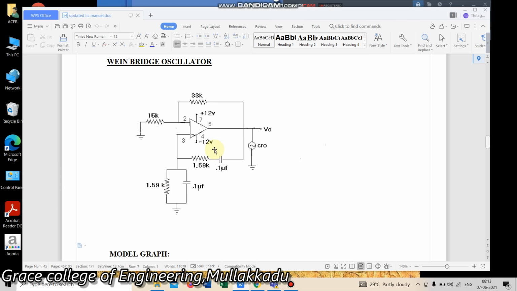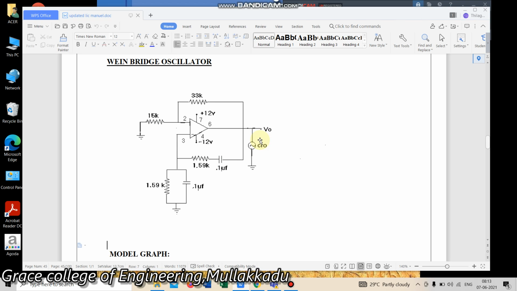This is a Wein bridge oscillator. It consists of operational amplifier and the RC network. This is a RC network, and this is a Wein bridge network, and this is the output network. This output network provides 180-degree phase shift, and this Wein bridge network, series and parallel combination of R and C, produces 180-degree phase shift. Without any input, we get the output as a sinusoidal waveform.